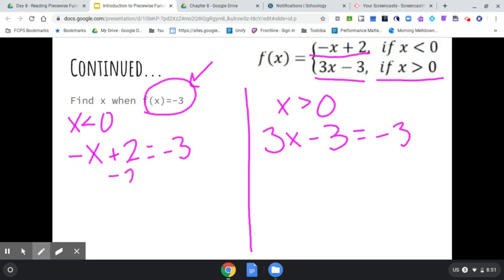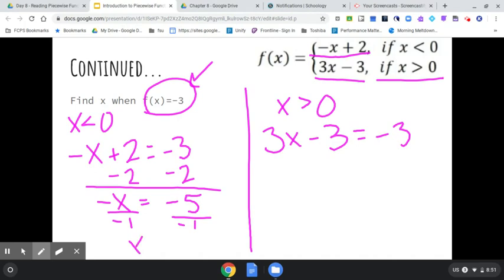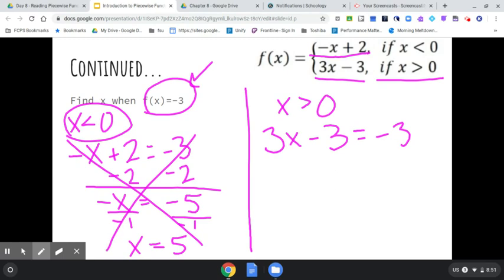Solving both of these equations, over here I'm subtracting 2 from both sides. Negative x is equal to negative 5. Dividing both sides by negative 1, and I get x equals 5. Checking my domain, is x less than 0? No, 5 is not less than 0. So that one is eliminated.